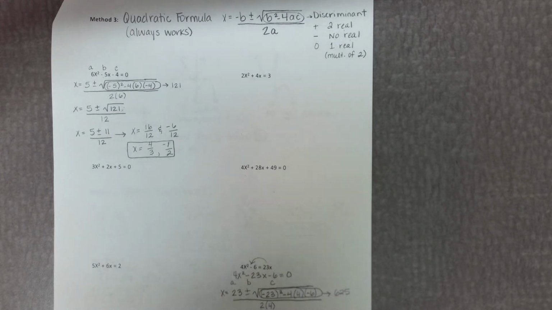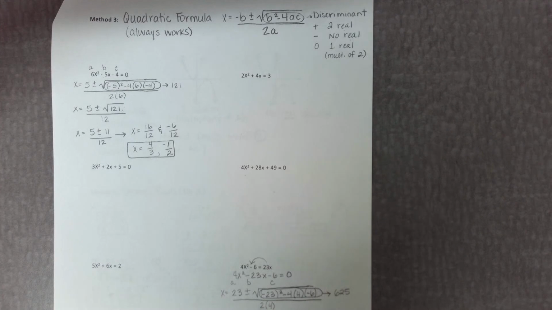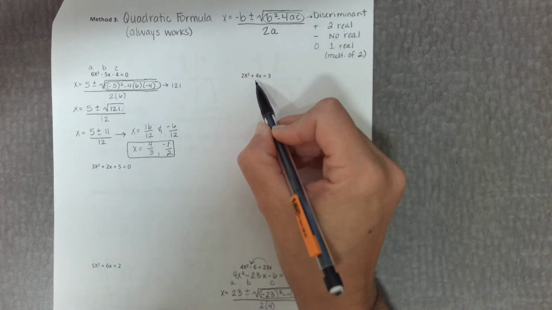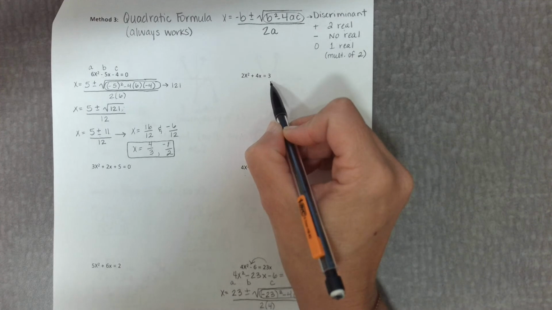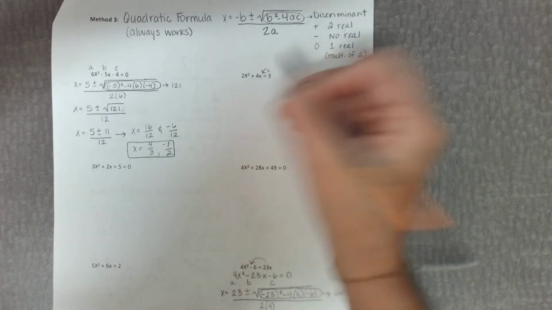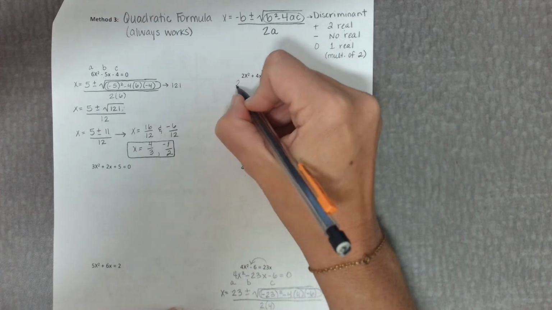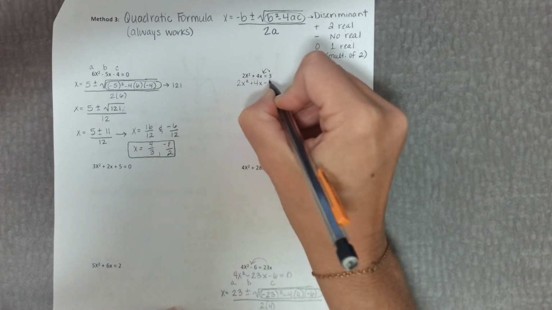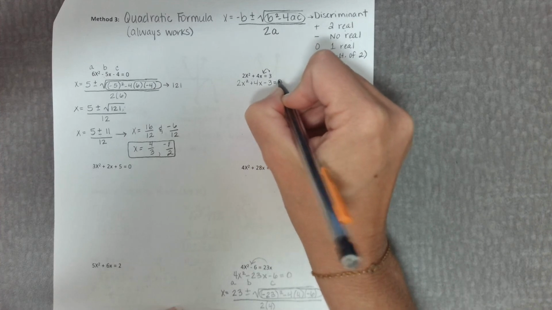Next, we want to look at two examples of the quadratic formula where your solutions come out to be irrational, which means they still have a square root in the solution. Okay, so if we look at the example 2x squared plus 4x equals 3, go ahead and set that equal to 0 by taking that 3 and subtracting it over to the other side, which will make it negative. You have 2x squared plus 4x minus 3 equals 0.